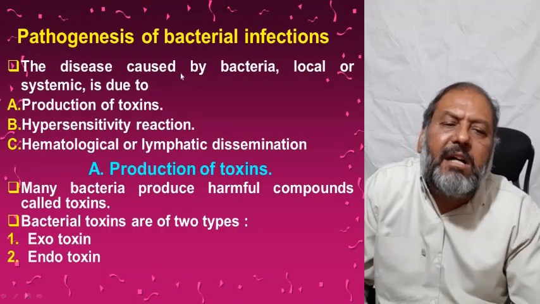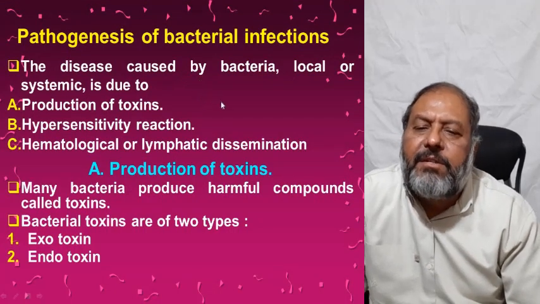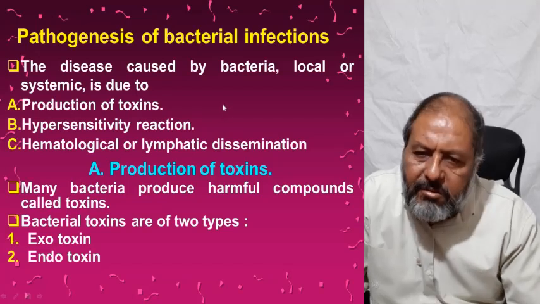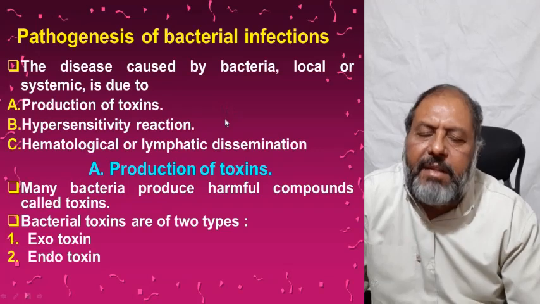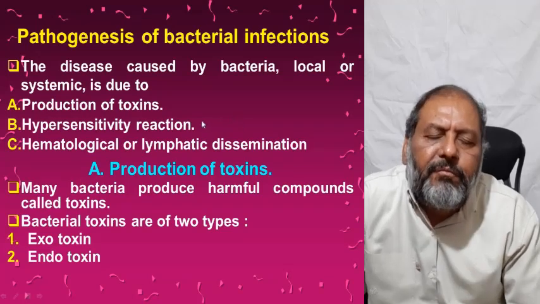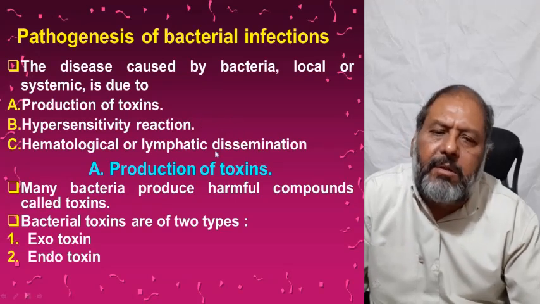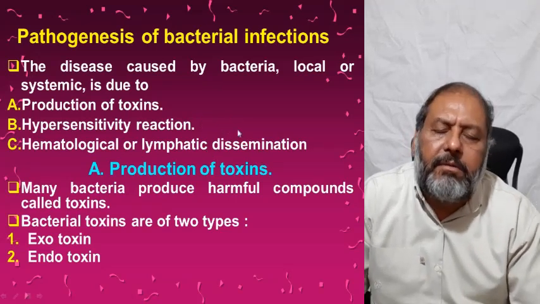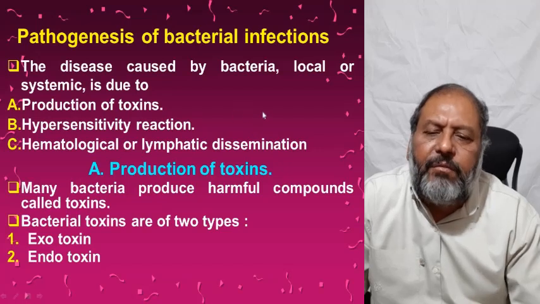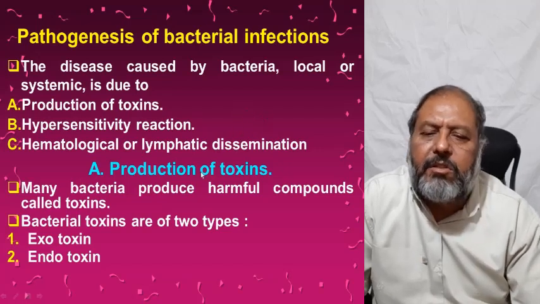Now, pathogenesis of bacterial infection. The disease caused by the bacteria, local or systemic, is due to the production of toxins, hypersensitivity reaction in the body, and then hematological or lymphatic dissemination, when the bacteria get entry into the blood or the lymphatic vessel to reach different organs and cause infection there. So number one is the production of toxins.